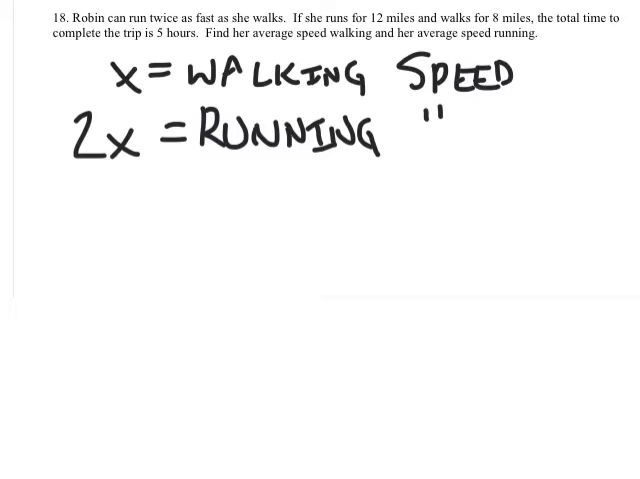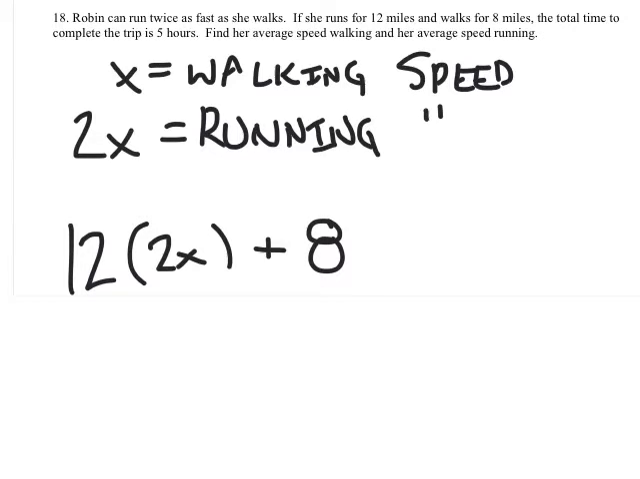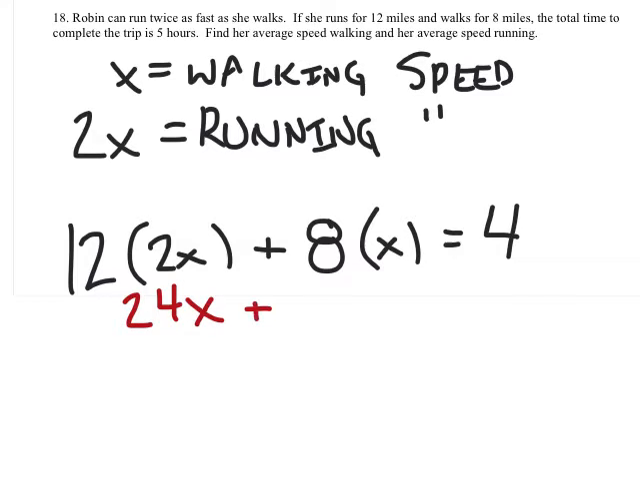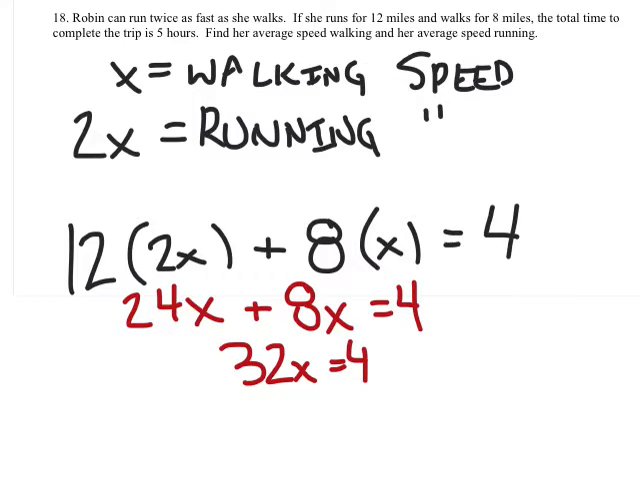So if we go running for 12 miles, so 12 times the running speed is 2x, plus 8 miles while she's walking, which is just x, should give us, well, that's 20 miles in 5 hours. That's 4 miles per hour, okay? So working this out, we'd get 24x plus 8x equals 4. And that'd give us 32x equals 4.